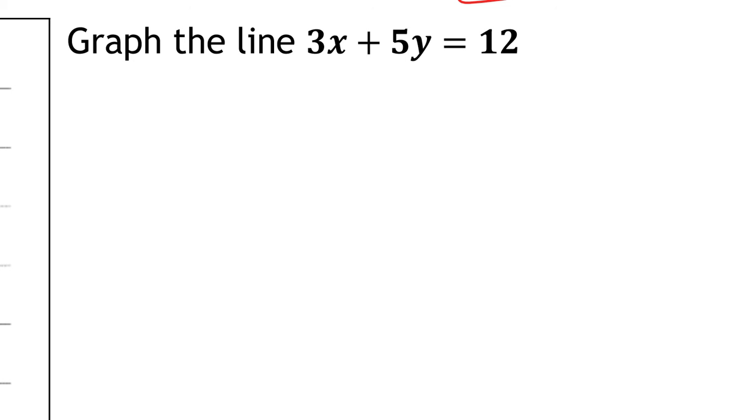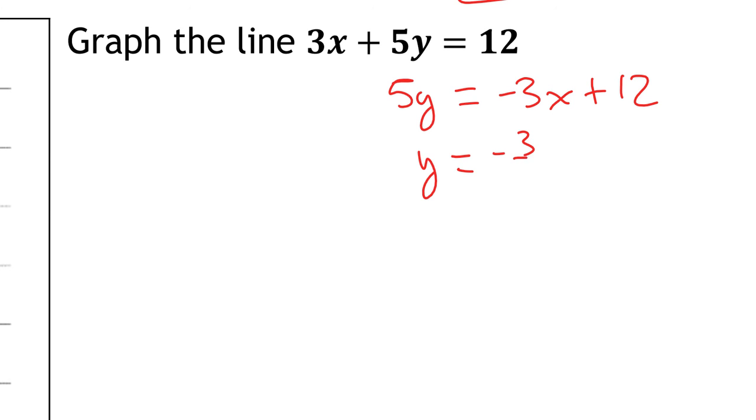So if I look at this, I'm going to take away 3x from both sides, right? So this becomes 5y equals negative 3x plus 12. Now I divide everything by 5, so y equals negative 3 fifths x plus 12 fifths. Again, not a great y-intercept. That's, what is that, 2 and 2 fifths? About 2 and 2 fifths.